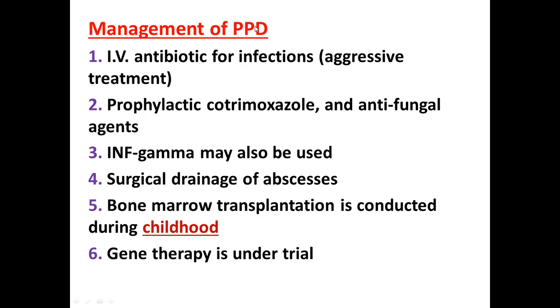Management of a primary phagocytic defect: intravenous antibiotics, aggressive treatment. You give good doses of antibiotics of the recent classes. Prophylactic cotrimoxazole and antifungal agents. Interferon gamma may be used. Surgical drainage of abscesses. Bone marrow transplantation is conducted in childhood; if not conducted in childhood, you cannot do it in adulthood. Gene therapy is under trial.